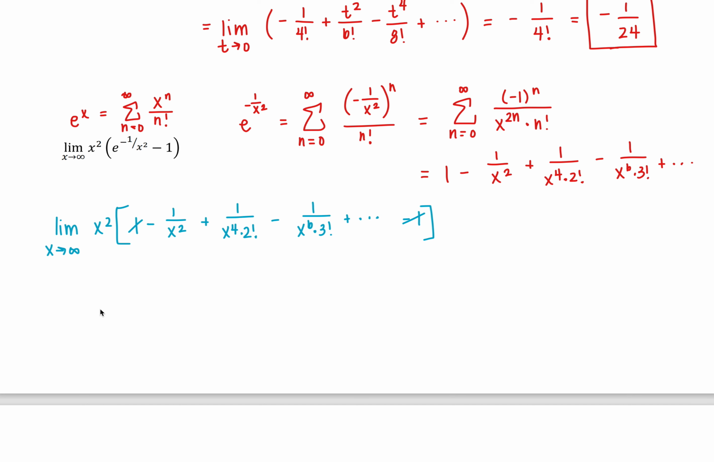If I distribute the x squared, we're going to be left with the limit as x goes to infinity of negative 1 plus 1 over x squared times 2 factorial minus 1 over x to the 4th times 3 factorial, and so on. Well, as x goes to infinity, starting here with the second term, these are all going to go to 0. So we're just left with a limit of negative 1.